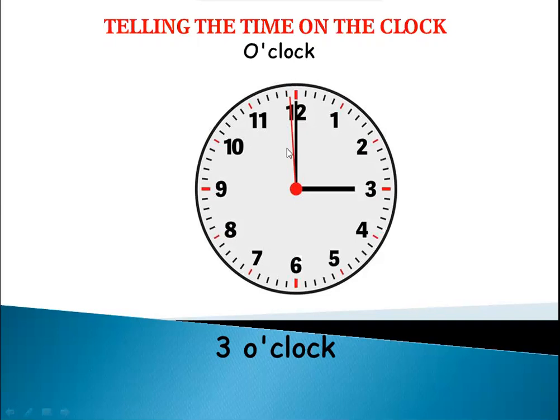If I have my hour hand on 4 and this minute hand on 12, I say that is 4 o'clock. If I have my hour hand on 6 and my minute hand on 12, I will say 6 o'clock. So take note that for o'clock, your minute hand will always be on 12, while your hour hand will move to any number. So whatever number your hour hand is resting on will be that number o'clock. So this is 3 o'clock.